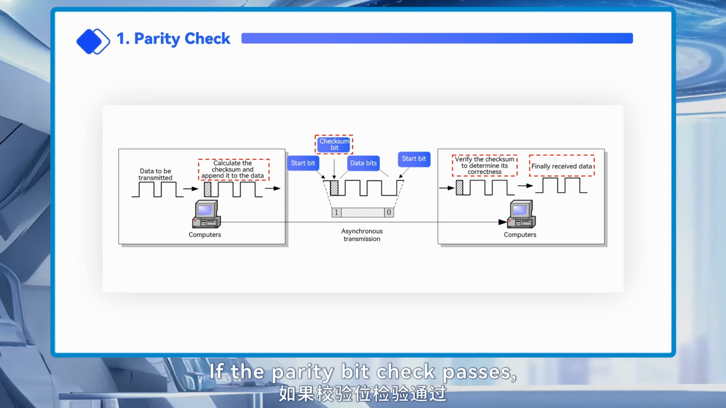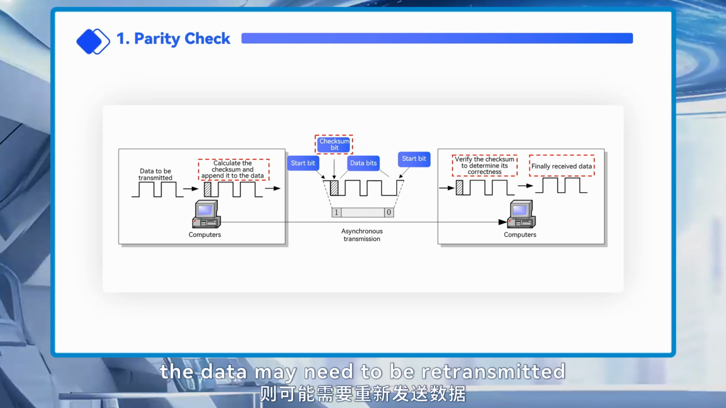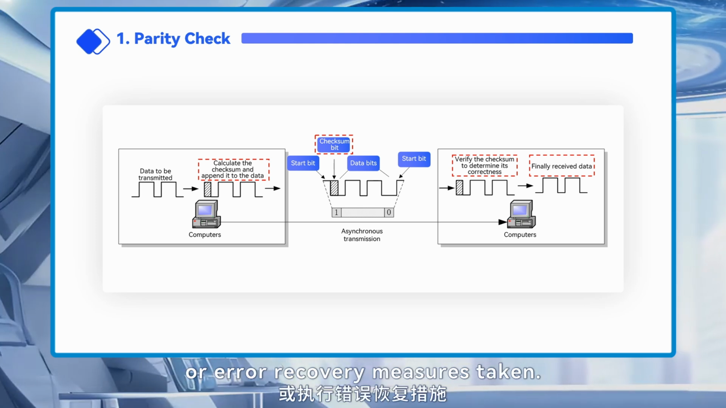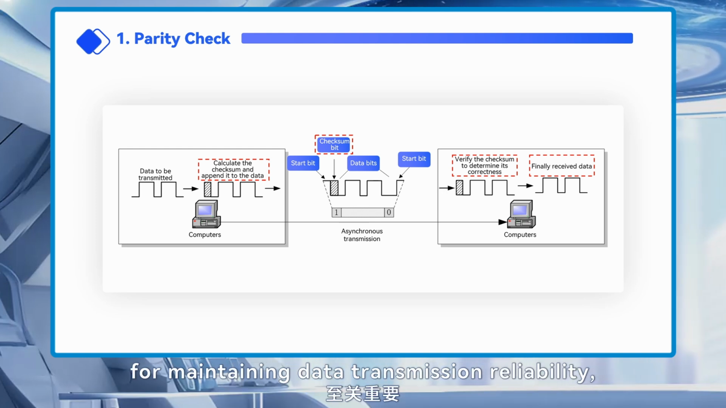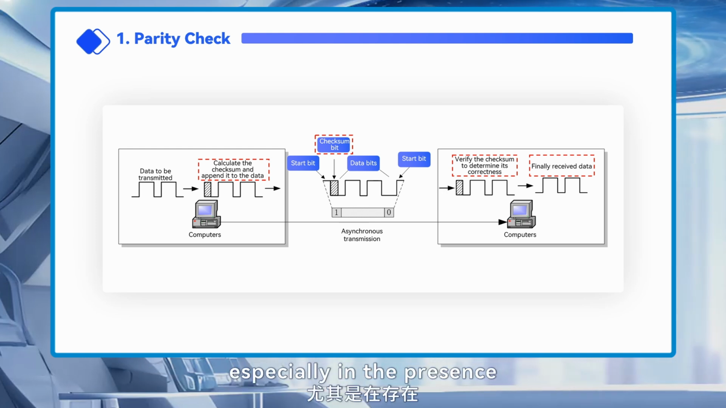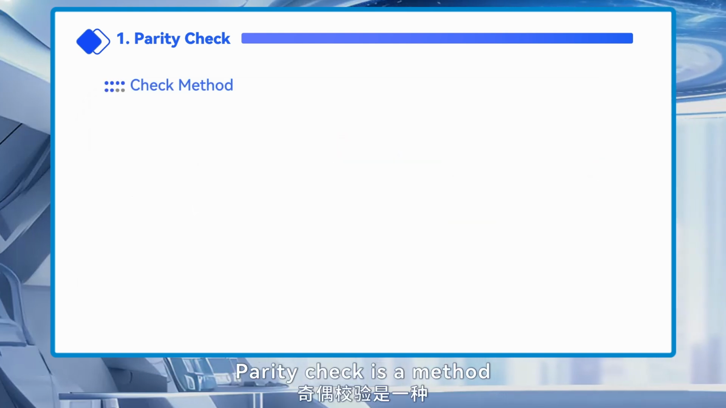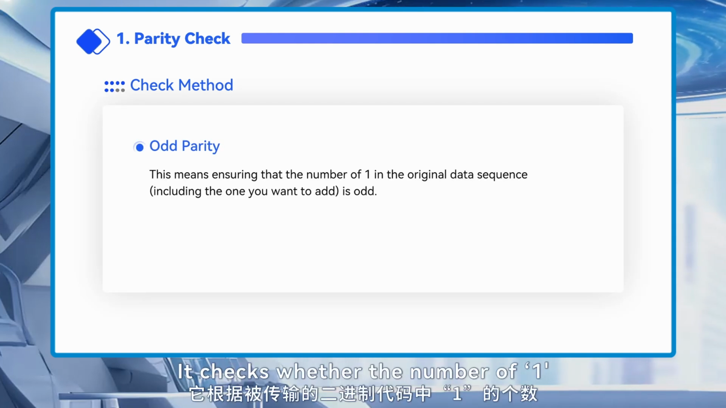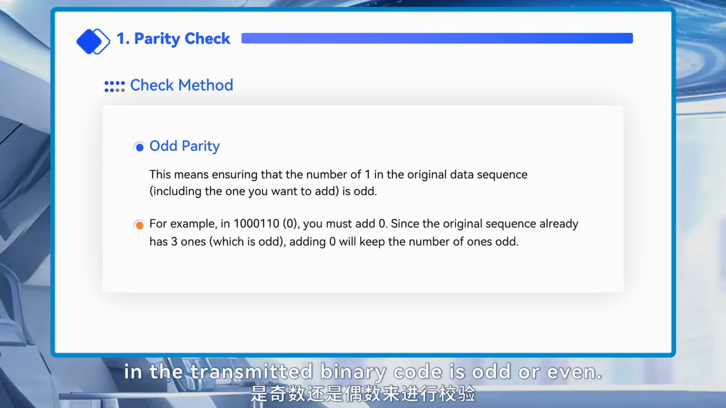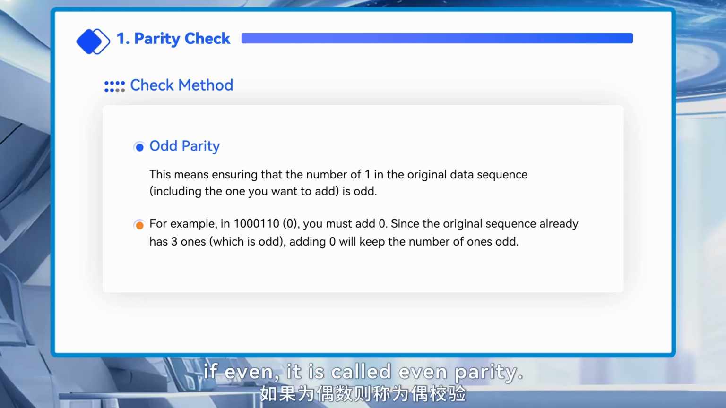If the parity bit check passes, the data is considered correctly received. If it fails, the data may need to be retransmitted or error recovery measures taken. This process is crucial for maintaining data transmission reliability, especially in the presence of transmission errors and interference. Parity check is a method to verify the correctness of code transmission. It checks whether the number of 1 in the transmitted binary code is odd or even. If the number of 1 is odd, it is called odd parity. If even, it is called even parity.